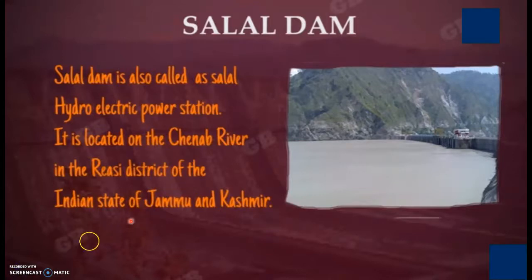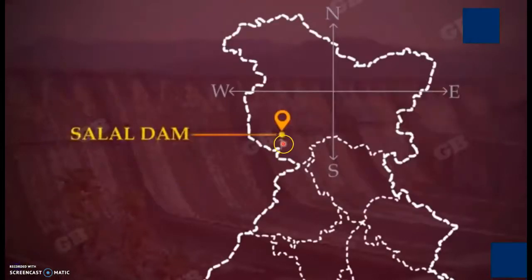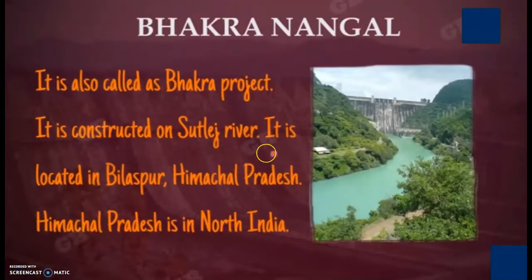In which state? Jammu and Kashmir. So children, mark this Salal Dam here in Jammu and Kashmir Union Territory. Okay. Next one is Bhakra Nangal. It is also called the Bhakra project. It is constructed on the Sutlej River. It is located in Bilaspur, Himachal Pradesh. Himachal Pradesh is in North India.